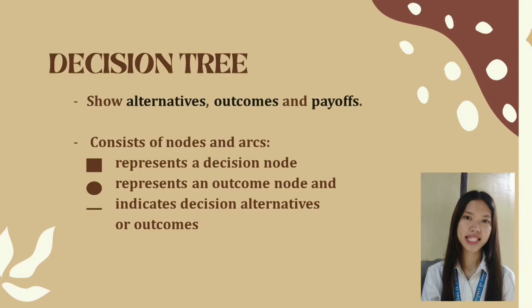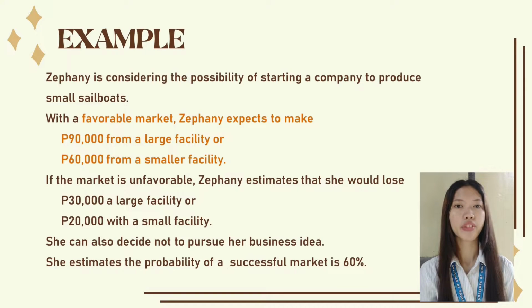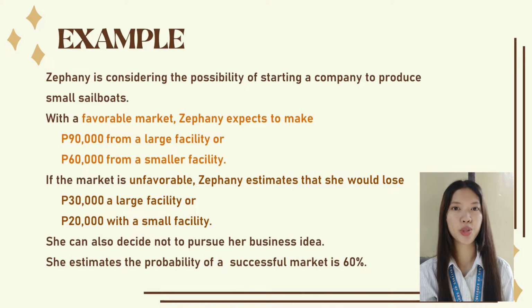To apply this, let's have an example. Zephany is considering the possibility of starting a company to produce small sailboats. With a favorable market, Zephany expects to make 90,000 pesos from a large facility or 60,000 pesos from a smaller facility. If the market is unfavorable, Zephany estimates that she would lose 30,000 pesos with a large facility or 20,000 pesos with a small facility. She can also decide not to pursue her business idea. She estimates the probability of a successful market is 60%.